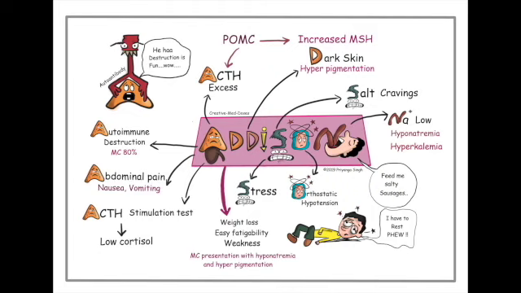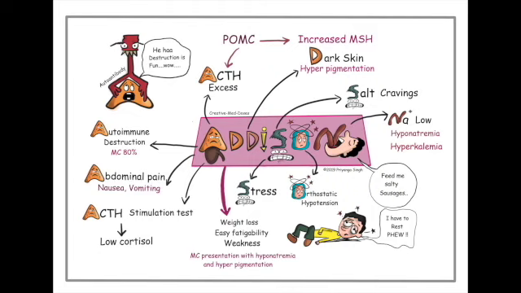The screening test is a high-dose ACTH cosyntropin stimulation test. For adrenal insufficiency, the response will be insufficient or absent. So there'll be no rise in serum cortisol, such as under 18 micrograms per deciliter after ACTH administration.